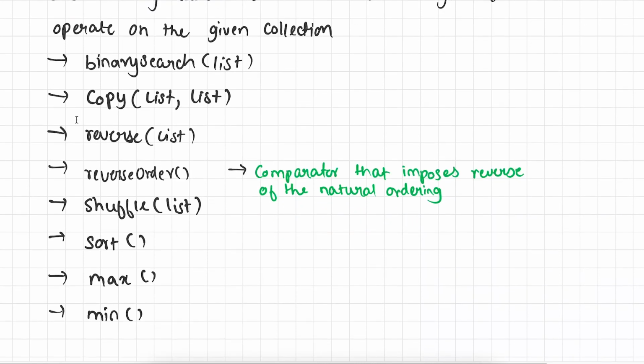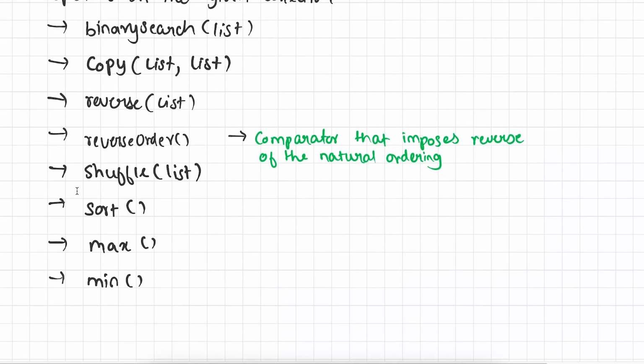Similarly, the reverse method is used to reverse all the elements in the collection. The next is reverseOrder. The reverseOrder method of the Collections class returns a comparator that imposes a reverse of the natural ordering on a collection of elements that implement the Comparable interface. So, long story short, if you want a comparator that reverses the order of the elements, you can simply call Collections.reverseOrder, and it will give you a comparator that you can pass to the constructor of the collection class. The next method is shuffle. As the name suggests, this method simply shuffles all the elements contained in the collection.